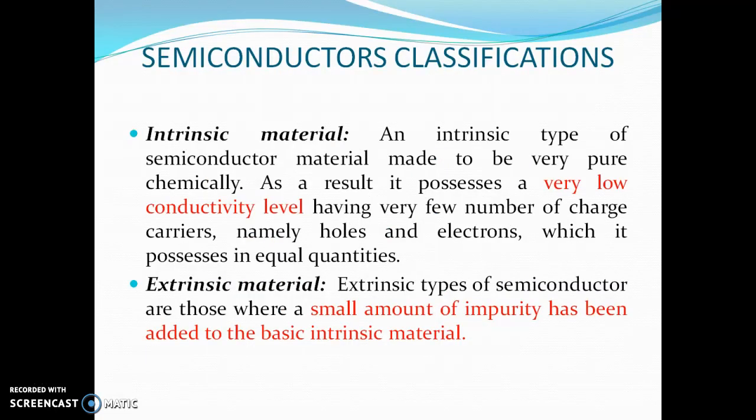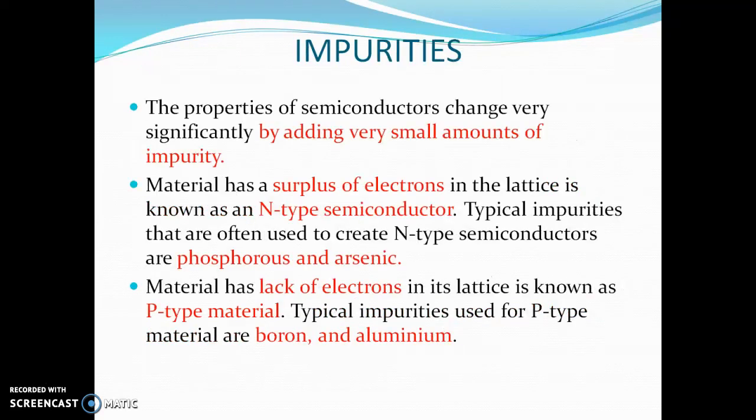Semiconductors classification. Intrinsic material, pure form of any material, possess very low conductivity level. Extrinsic material, small amount of added impurity to the intrinsic material. What is impurity? Semiconductor changes significantly by adding a very small amount of impurity. Materials having surplus of electrons, we call it as N-type semiconductors. Example, phosphorus and arsenic impurity. Materials has lack of electrons, we call it as P-type material. Example for P-type impurity are boron and aluminium.